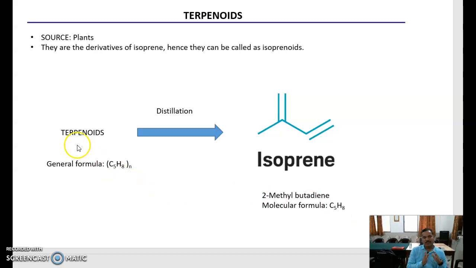So what is the general formula of terpenoids? The general formula of terpenoids is (C5H8)n. So (C5H8)n, this is the general formula of terpenoids. When we distill terpenoids, there is a formation of isoprene. So this confirms that the terpenoids are made up of isoprene. This thing is to be remembered.